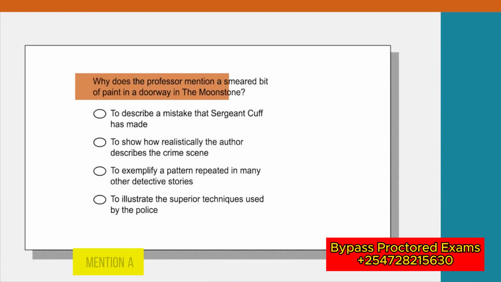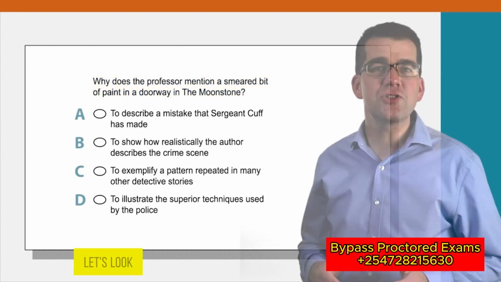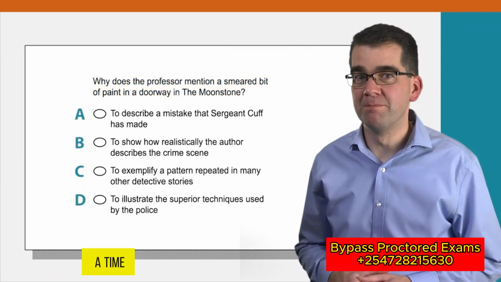Here's an example of an organization question. Why does the professor mention a smeared bit of paint in a doorway in The Moonstone? Let's look at the answer choices one at a time.